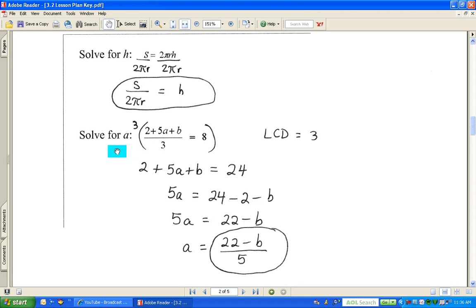And the last example I'm going to do on this video, the LCD in this equation would be 3. So I'm going to multiply both sides of the equation by 3 to clear fractions. On the left-hand side, the 3's cancel, leaving me with 2 plus 5a plus b. On the right-hand side of the equation, 8 times 3 becomes 24. Now, since we're trying to solve for a, we need to get rid of this 2 and this b, and we're going to do that by subtracting 2 and b from both sides of the equation. So 5a by itself is equal to 24 minus 2 minus b. 5a is equal to, when I collect like terms, 22 minus b, and my final step here will be division. Divide everything through by 5, and I have my answer, 22 minus b over 5 is equal to a.